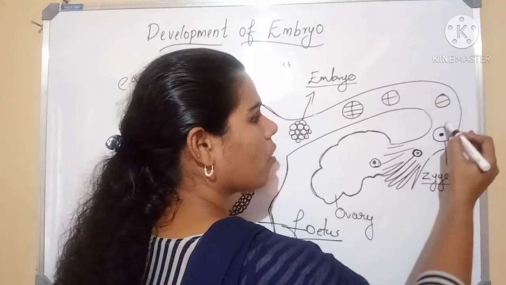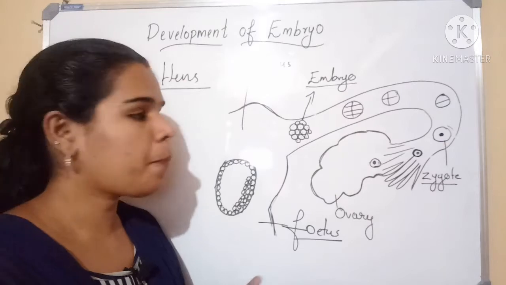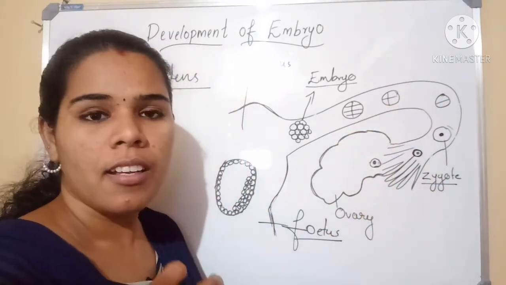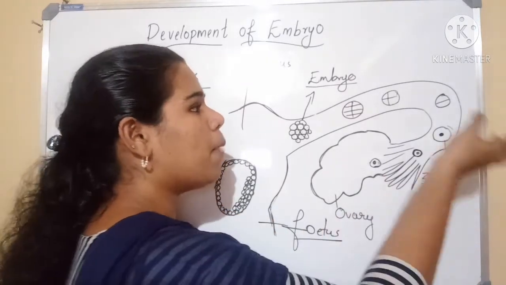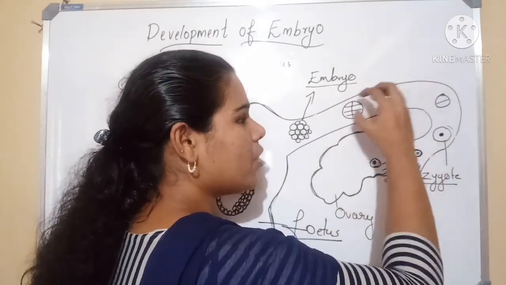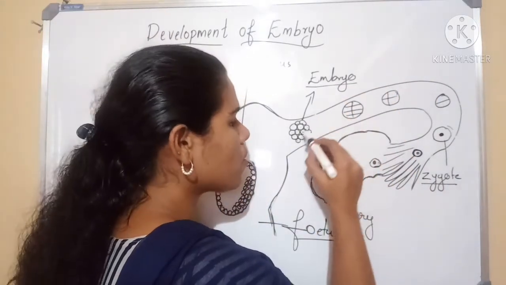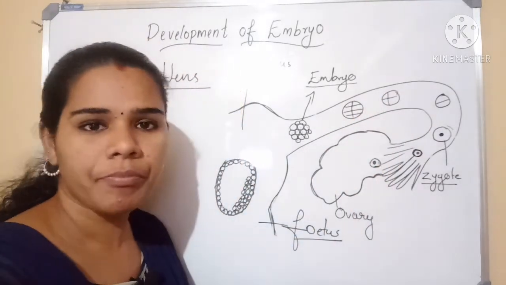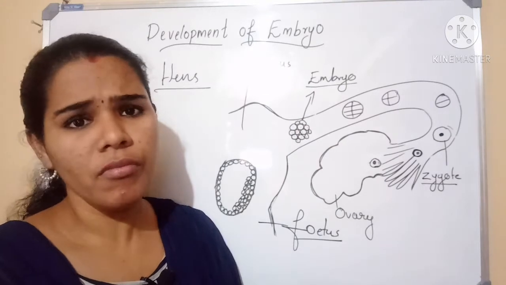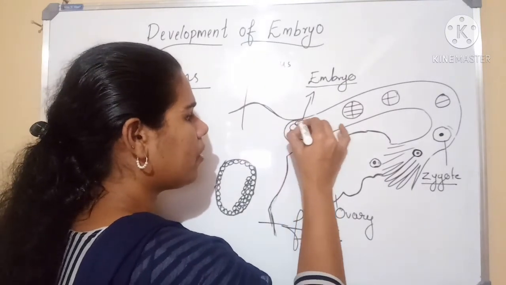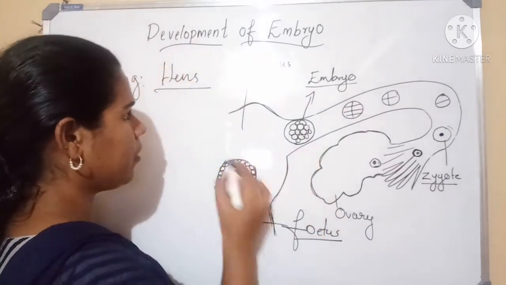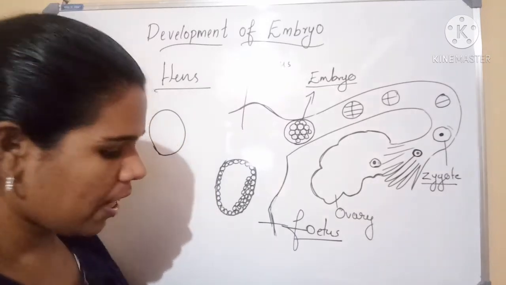Through this movement along the oviduct, what happened? The zygote will multiply and divide, and gradually form a ball of cells. But through this process, the embryo also gets an additional protective layer. This embryo is covered with an additional protective layer. The hens lay the embryo. That protective hard shell present in the case of hens, what can we call it? This is an egg.